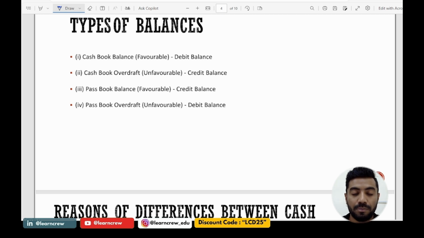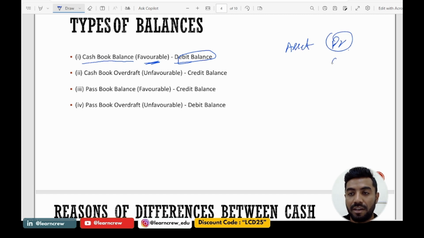Fine. Then what are the different types of balances that can be observed in the cash book balance and the passbook balance? Say the cash book balance is favorable. If it is favorable, it means a debit balance, because an asset will always have a debit balance. If an asset is having a credit balance, which means it is unfavorable, that is nothing but bank overdraft. In this case, it will be bank overdraft. Then cash book overdraft is unfavorable. Overdraft means unfavorable, which will have credit balances. Then passbook balance.